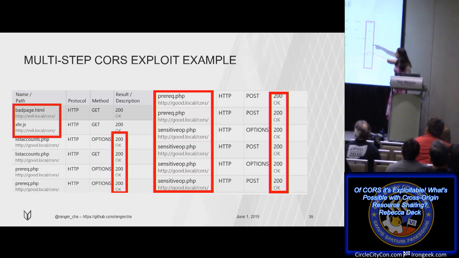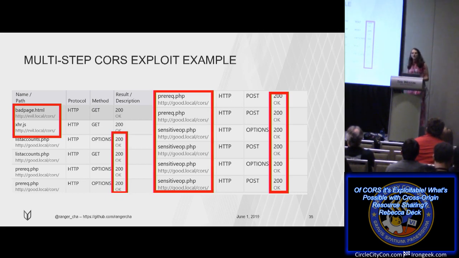So here we can see just the HTTP requests and responses. So you see they load up my evil page, badpage.html. Then that hits that xhr.javascript to load up my JavaScript. Then it runs through listing the accounts with pre-flight, listing the accounts with get. Then it makes the pre-flight for the prereq. And then it makes 2 requests to the actual request of the pre-flight, prereq to the sensitive operation. And then it runs the post request, pre-flight, and post request.